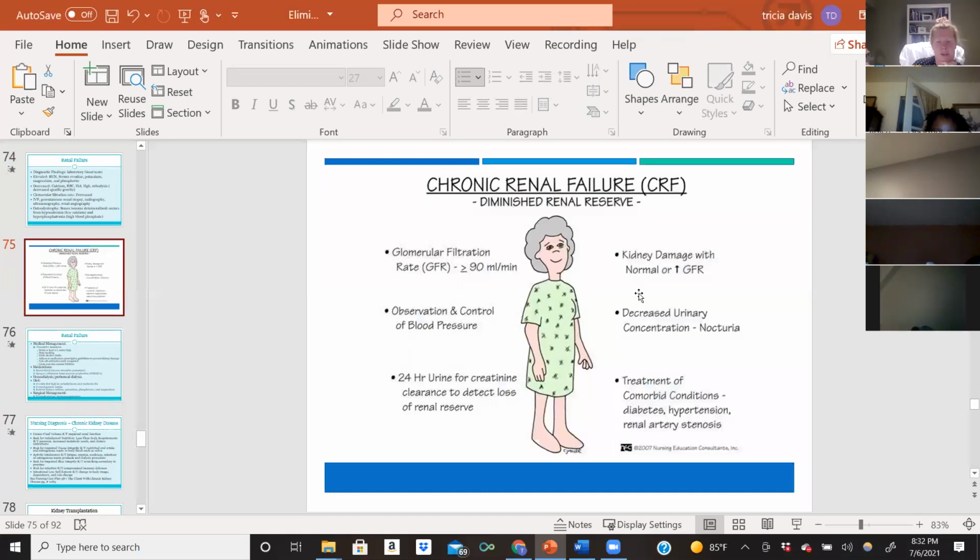So this is just a cute little slide that tells you what your patient could look like that has chronic renal failure. So kidney damage with, let's say, their glomerular filtration will be less than or greater than 90 mLs per minute. That's not right.